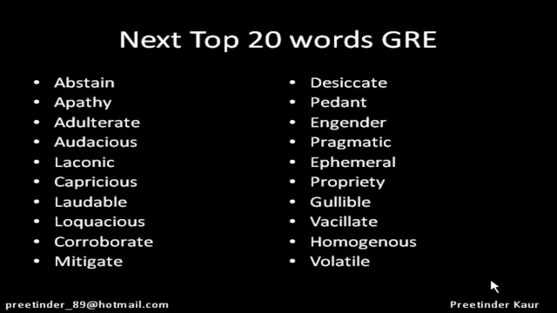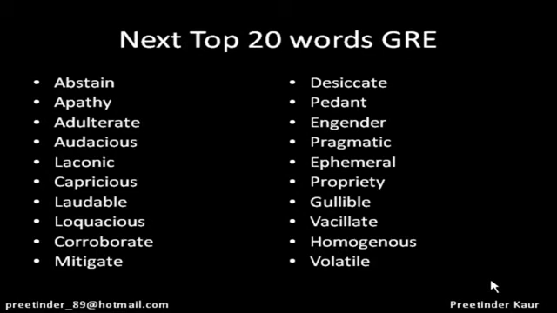Let's go ahead and revise these 20 words. Abstain means staying away from something. Apathy means indifference. Adulterate means to contaminate something. Audacious is bold. Laconic is very to the point. Capricious, dependent on whims and fancies. Laudable is appreciable. Loquacious, very talkative.